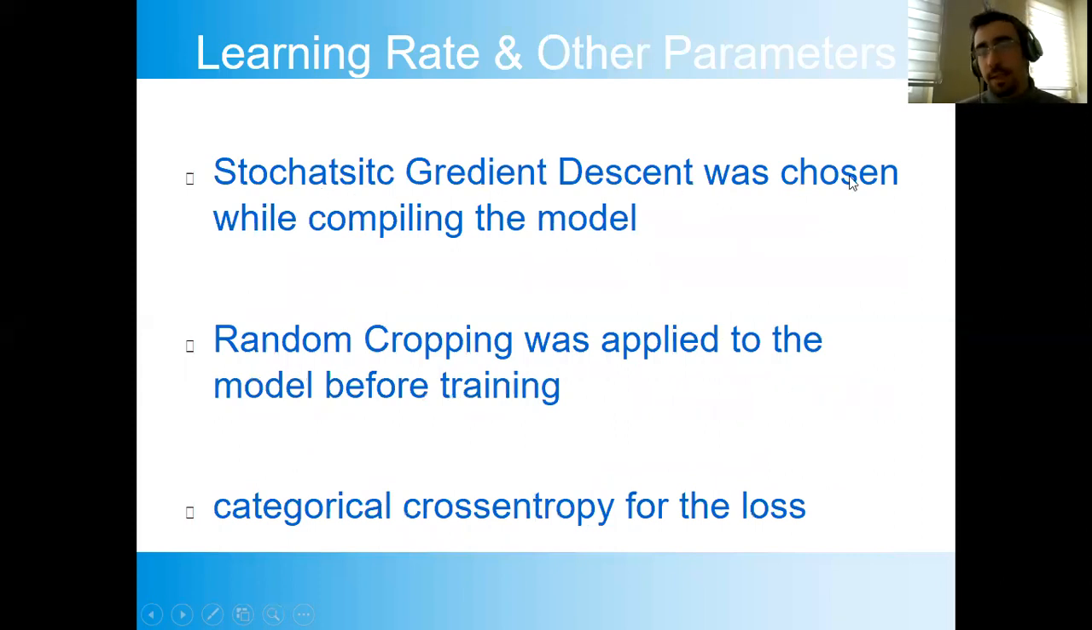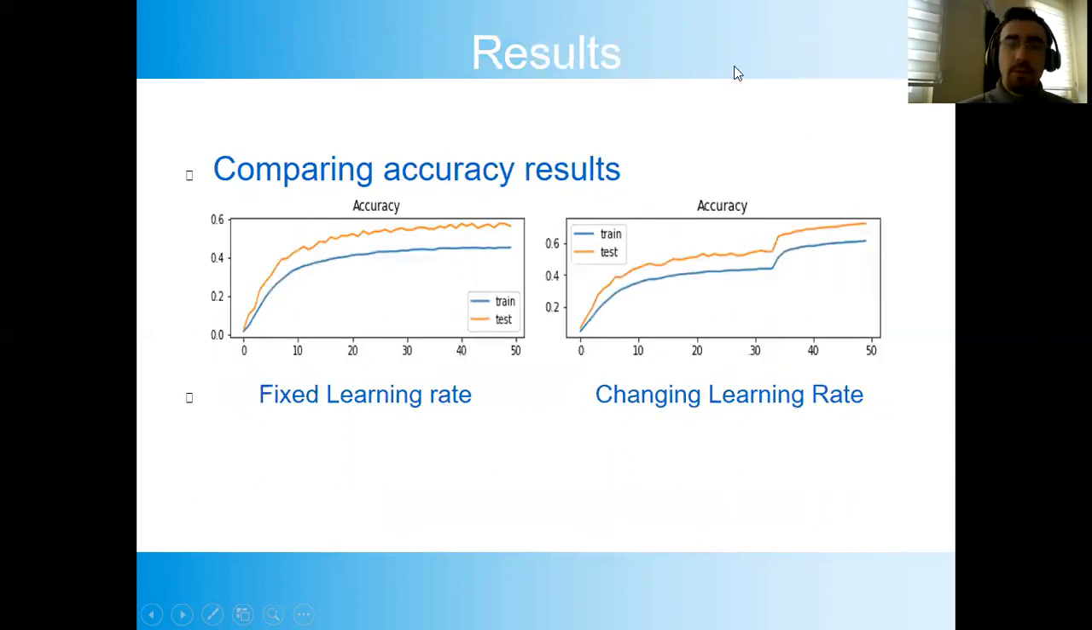Okay, stochastic gradient descent again was chosen while compiling the model. Random cropping was applied to the model before training, and categorical cross entropy is used for the loss function. Please refer again to my code to see all that. Let's see the results now. So again, I compared the two models. One had a fixed learning rate, one had a changing learning rate.